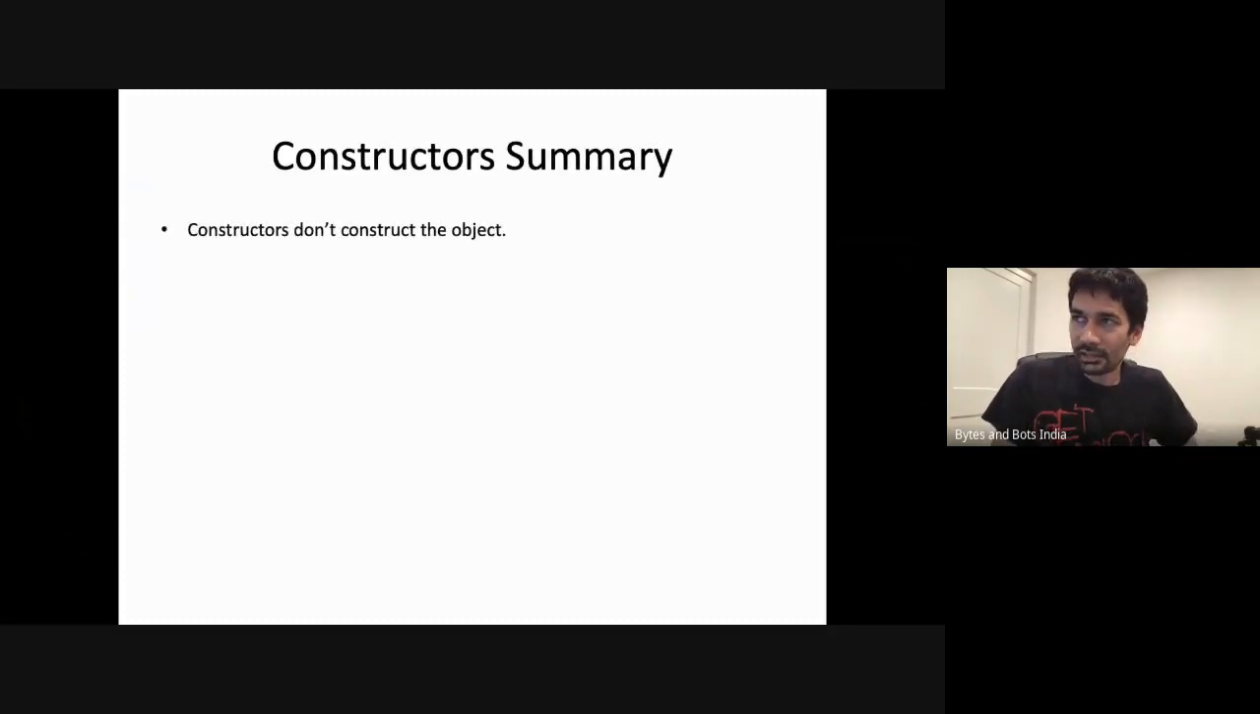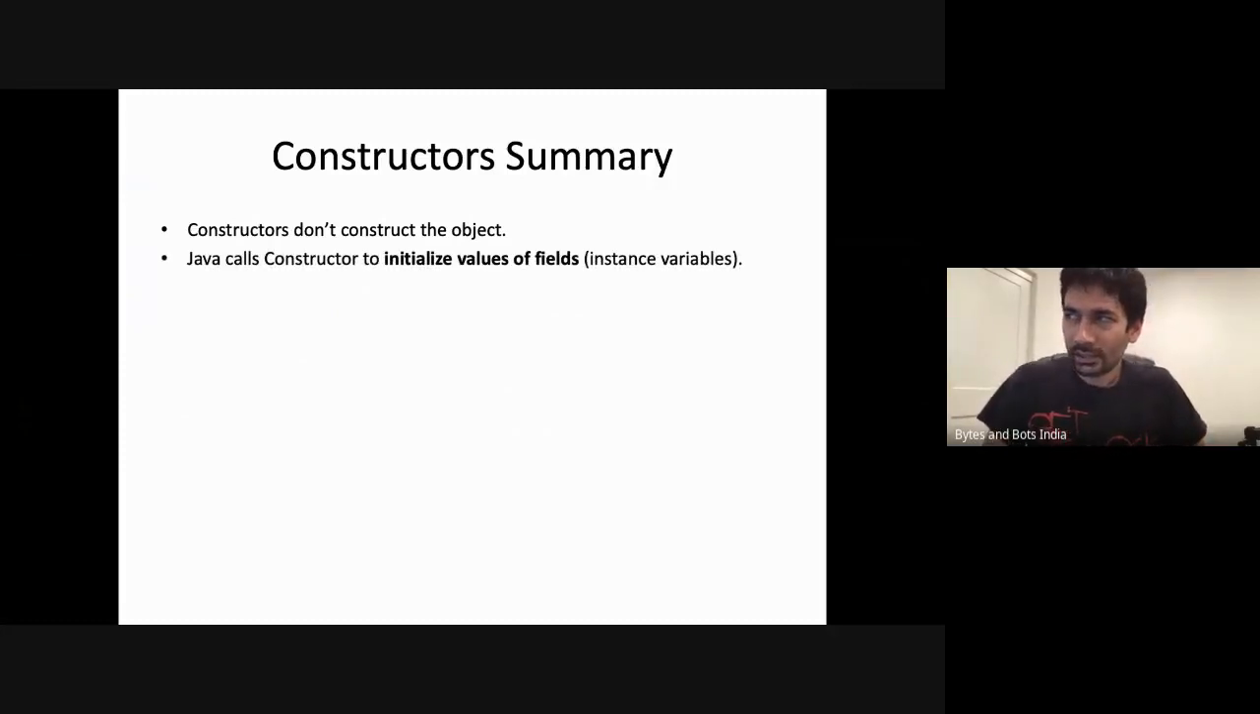Constructor summary. Constructors don't construct the object. Well, we thought constructors do, but actually constructors don't construct the object. Then what do they do? Java calls constructors to initialize the values of fields. So that's their purpose. Java gives you a chance to initialize your variables inside of a class before creating the object. So the keyword new, remember when we do a new Joe, a new person, that new creates an object, but it calls the constructor so that we get a chance to assign some initial values to our objects.